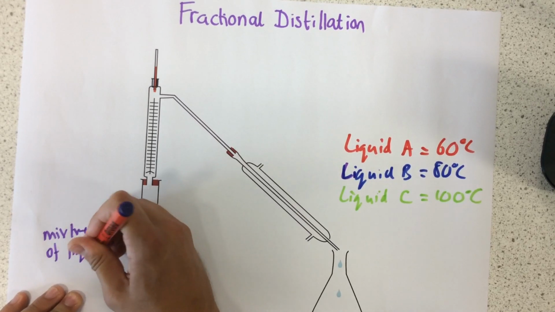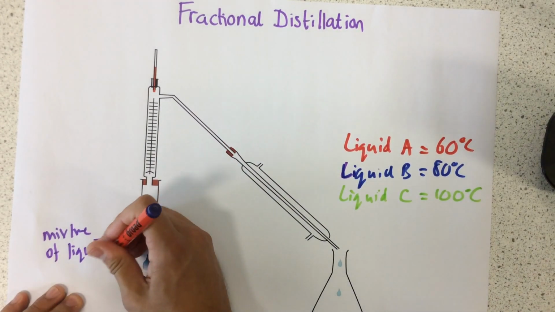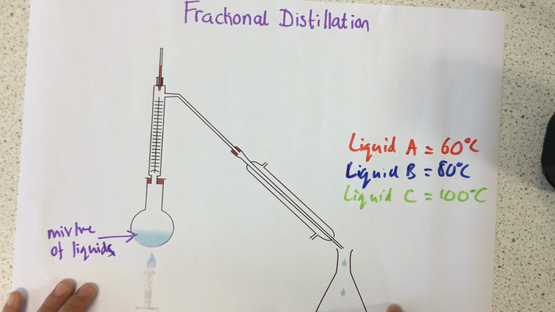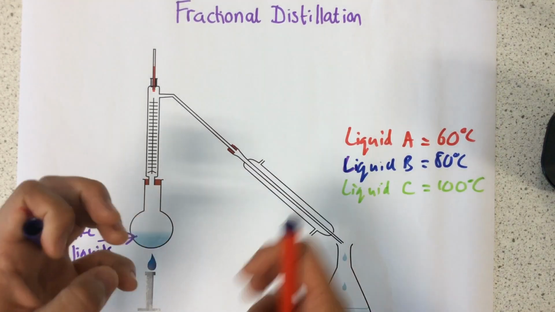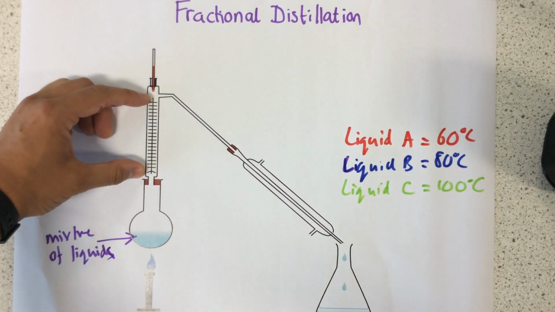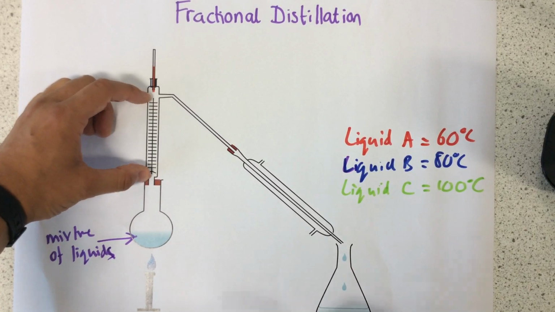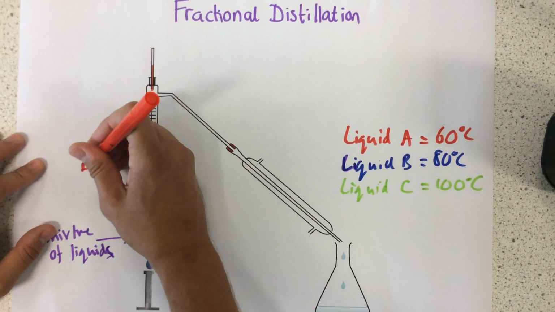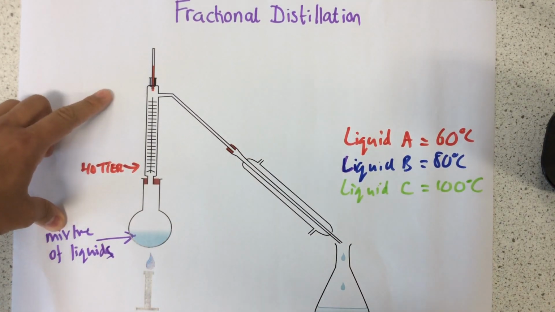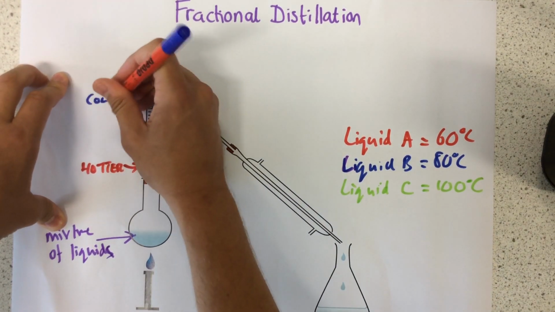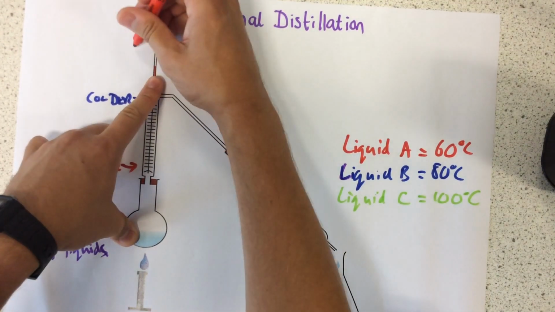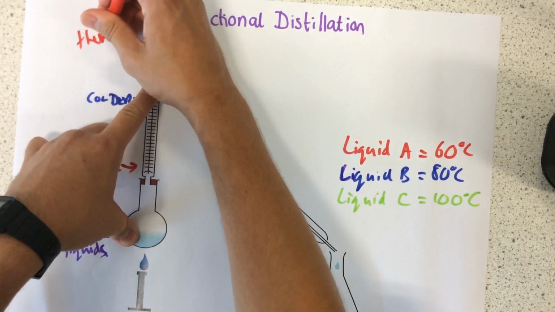Now, we can't use simple distillation because these boiling points are all far too close to each other. They'd come out at the same time if we use simple distillation, or rather similar times. It would be very difficult. So, instead we have this fractional distillation column. And towards the bottom of the column, it's hotter because we're closer to the heat. And towards the top of the column, it's colder. Now we can tell the temperature at the top of the column because of this thermometer, which is in the top.